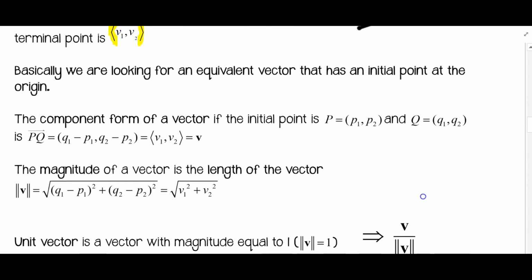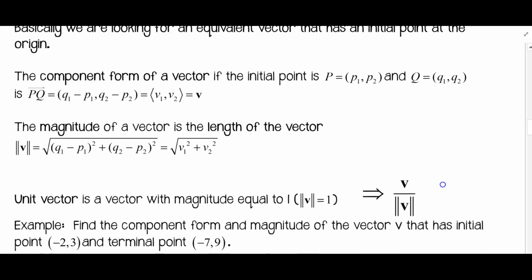So sometimes what we'll have to do is put a vector into component form. So the component form of a vector, if the initial point is P, whose coordinates are P1, P2, and terminal point is Q with coordinates Q1 and Q2, then the component form PQ, we're going to do the terminal minus the initial for the x coordinates and the terminal minus the initial for the y coordinates, and that will give us the component form.